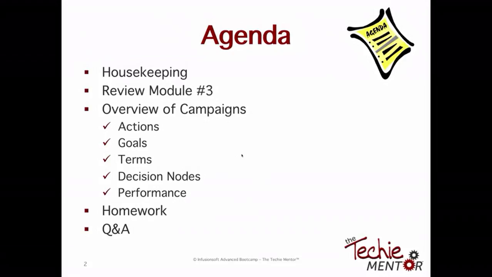All right, so our agenda today, we'll take a quick moment and do some quick housekeeping. We'll review Module 3. And today, we did campaigns in the beginning class, but we're really going to do more of a deep dive today. We're going to talk about actions, goals, terms, what are called decision nodes, and then overall performance of a campaign. So you can see where somebody is, what type of performance you're getting, how many signups you're getting, and that type of stuff.